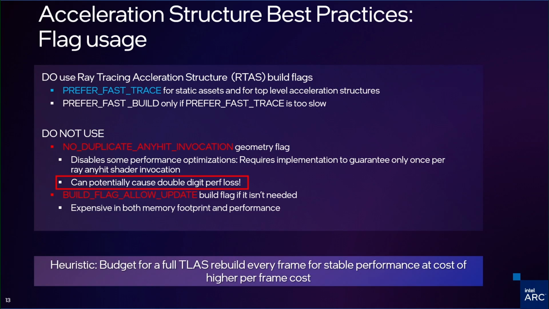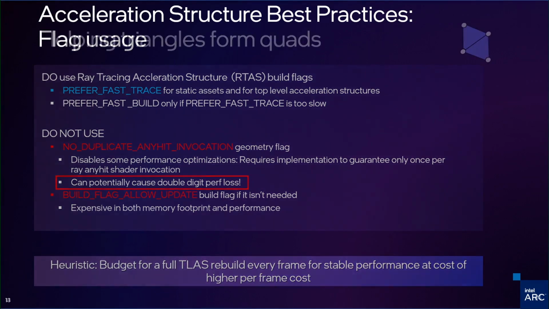The other point to be made is, while this is going to slightly increase your per frame cost, we do recommend building the top-level acceleration structure every frame. This will stabilize the performance and reduce the per frame variance, which is generally more desirable than having a jitter or a stutter in our frames as we're presenting them on the display.